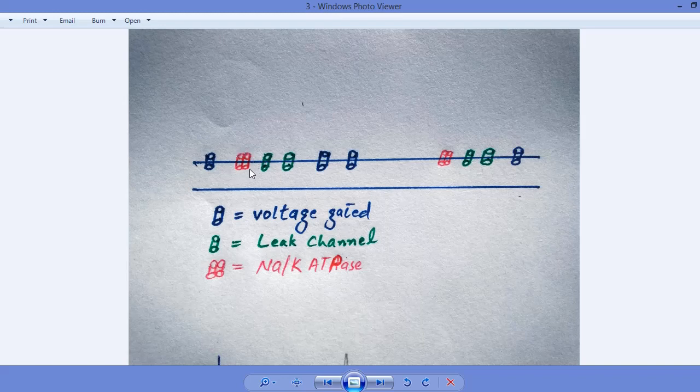This works actively, and it remains active when the neuron is going from the active state to the resting state. When the neuron is at rest, this is not active. What does the sodium potassium ATPase pump do? It uses ATP to actively transfer sodium from the internal environment to the external environment, and it also transfers potassium from the external environment to the internal environment.